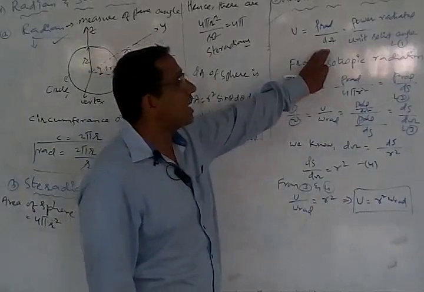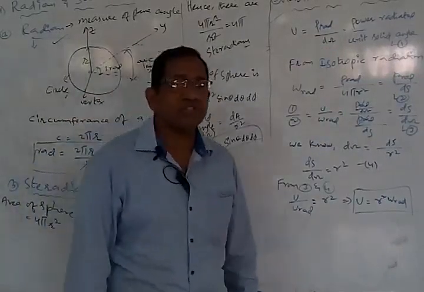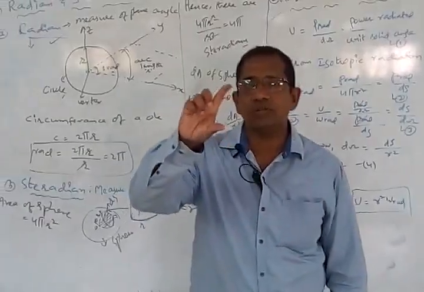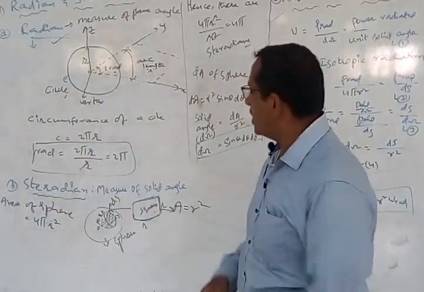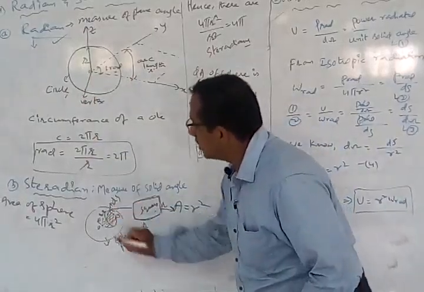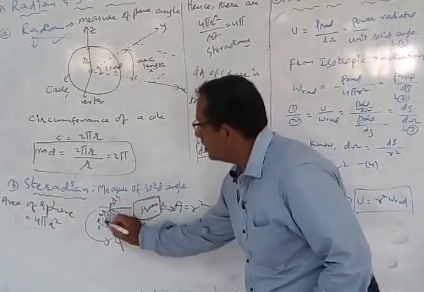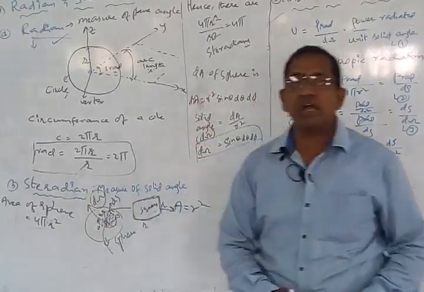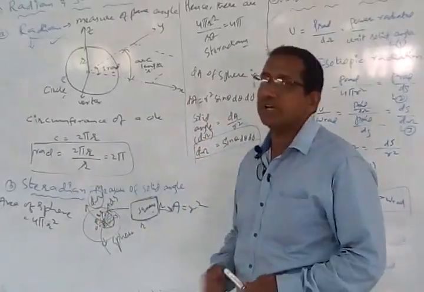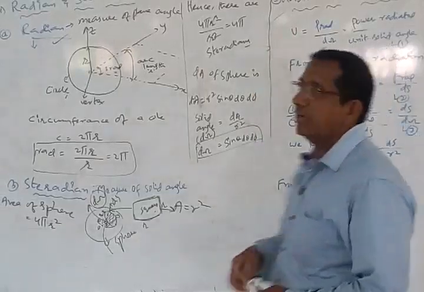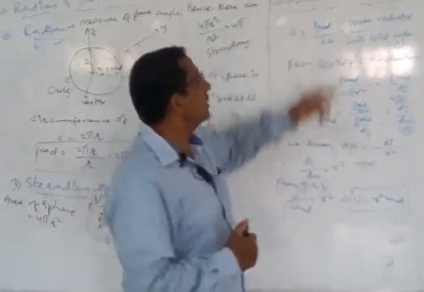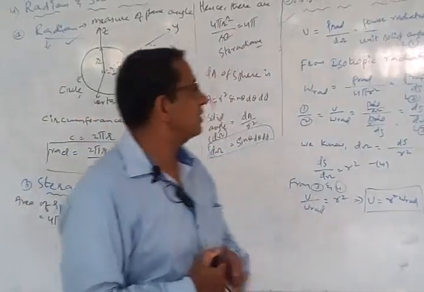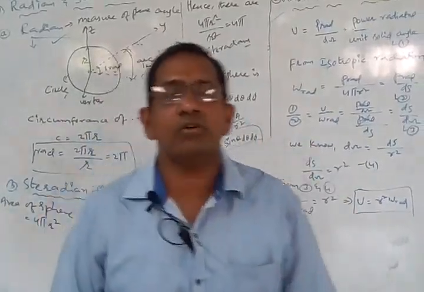Unit solid angle is the angle made between 2 points of the spherical surface. See here, this is one point of the spherical surface, this is another point of the spherical surface. Between these 2 points, we find out this particular angle of steradian. So using that angle of steradian, we derive the equation for the intensity of radiation, or radiation intensity. With this we stop this session for today.